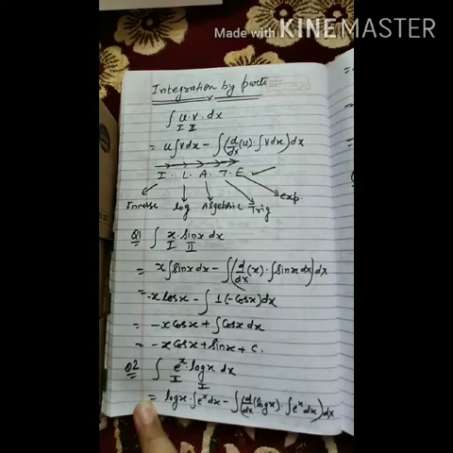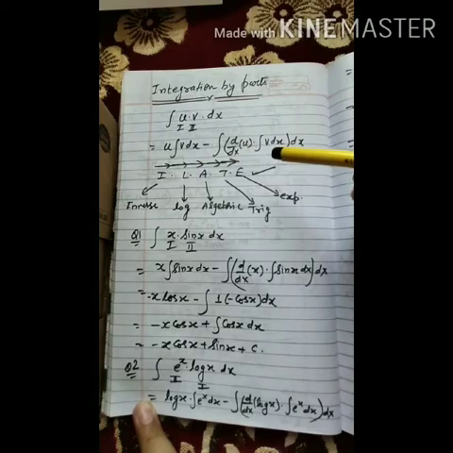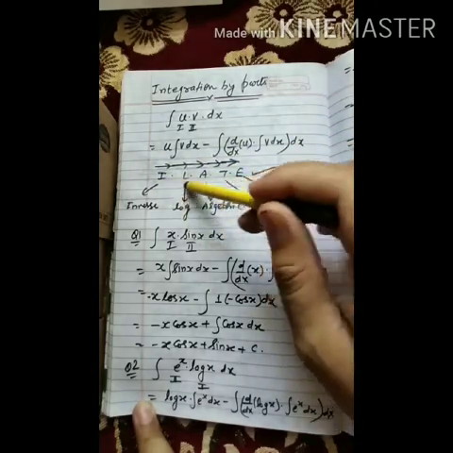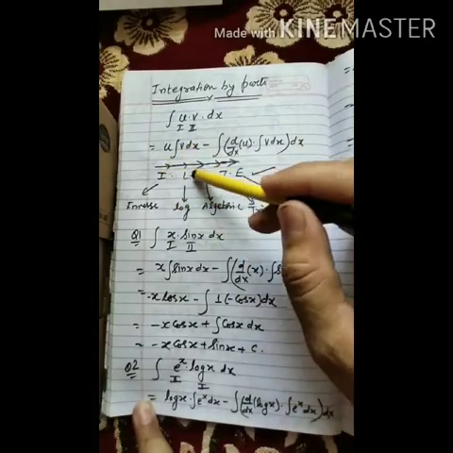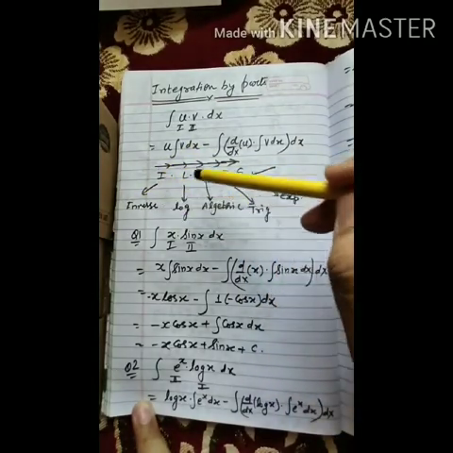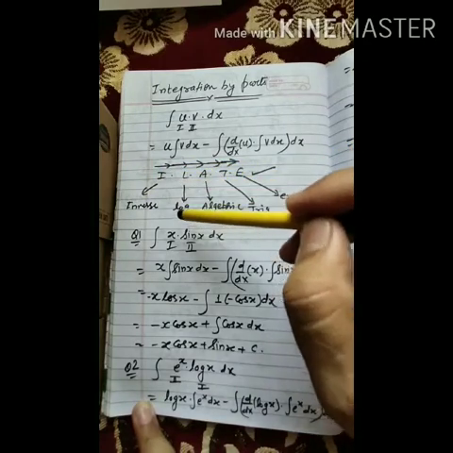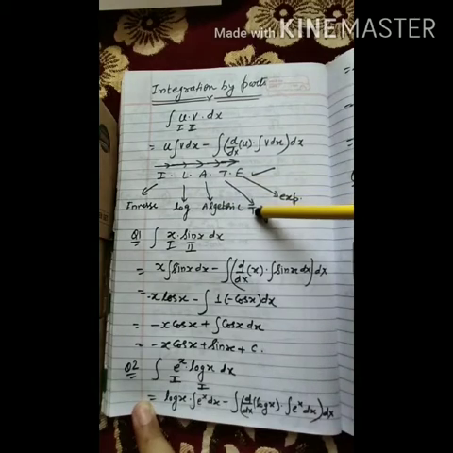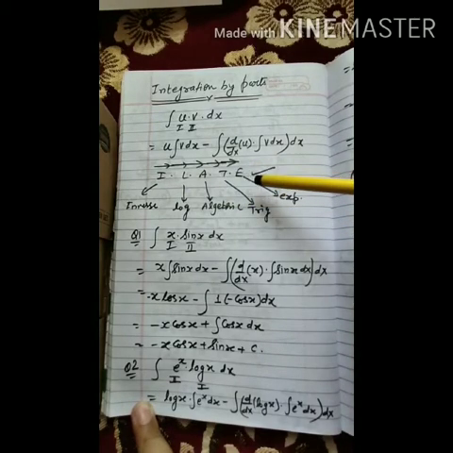This is the formula. Okay, now there are some basic rules to decide which function we should consider as first and second. For this, here are some rules, and the rule is the ILATE rule. ILATE stands for: I stands for inverse function, L stands for logarithmic function, A for algebraic function, T stands for trigonometric function, and E stands for exponential function.